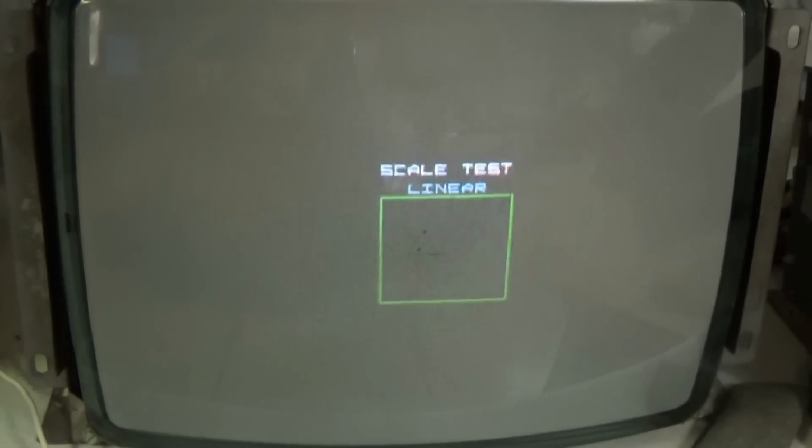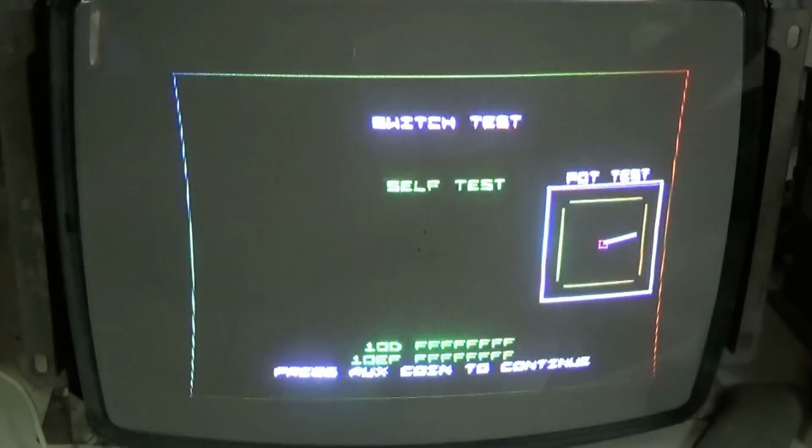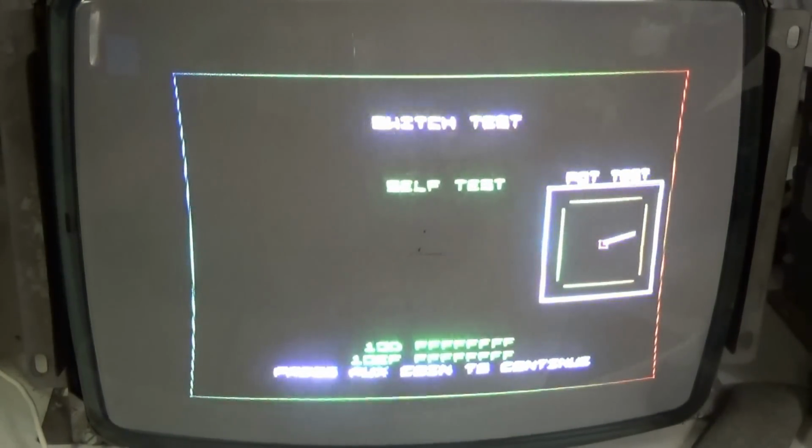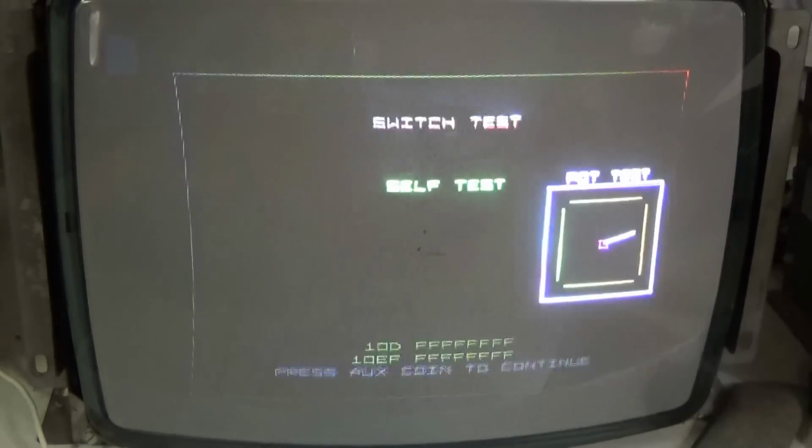Linearity looks good. That looks good. Switch test. Oops. I don't even know what I did. Let's restart.